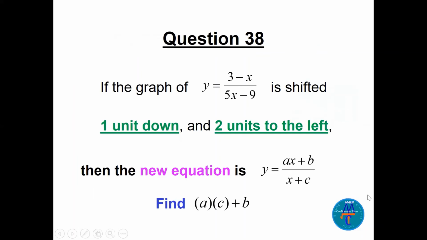Now, we go to the shifting here. If the graph of y equals 3 minus x over 5x minus 9 is shifted 1 unit down and 2 units to the left, find the new equation, which is y equals ax plus b over x plus c. Write it in this form. After that, you pick up a, b, and c and multiply a times c plus b.